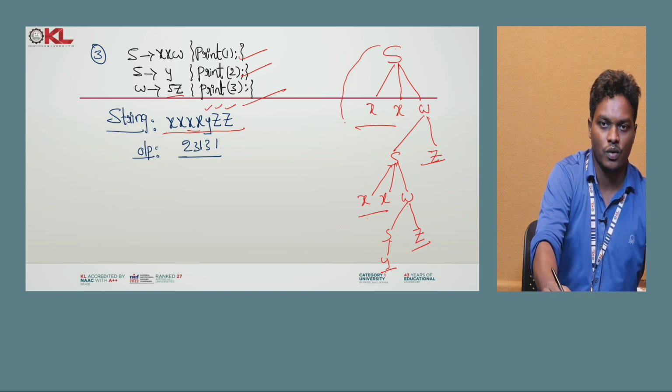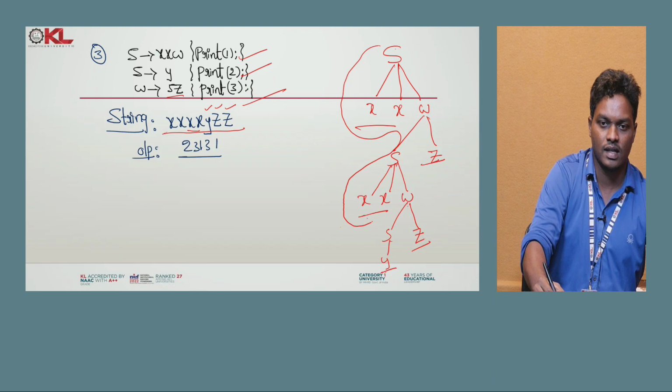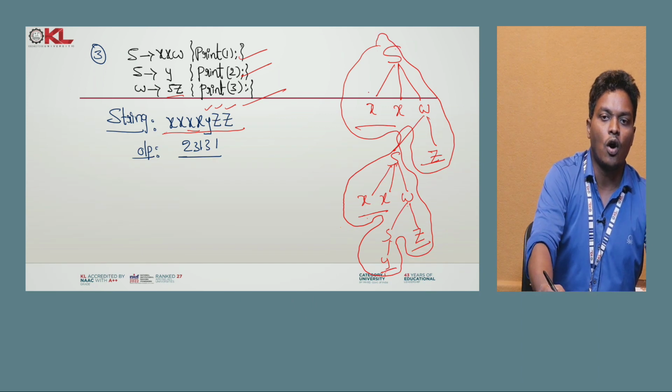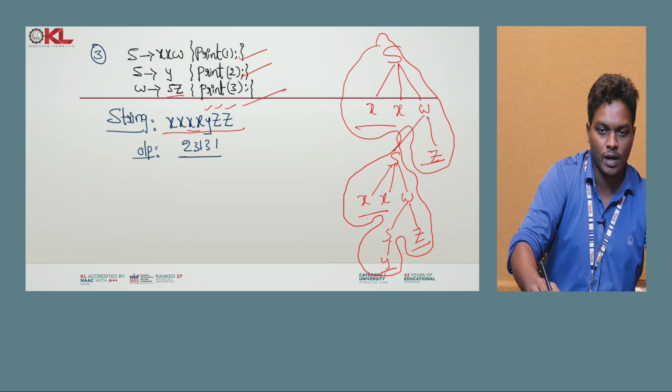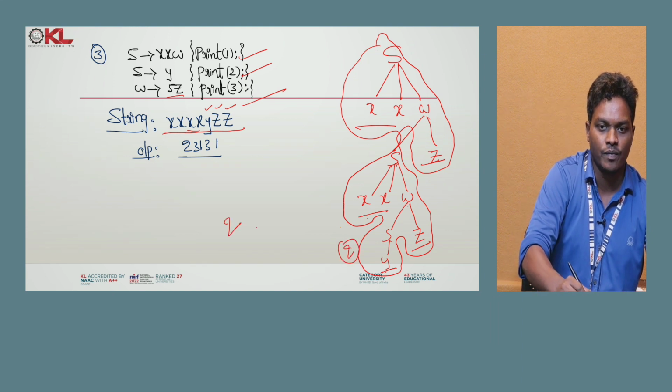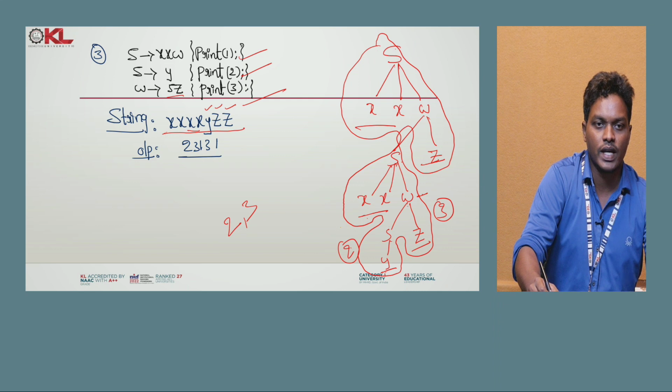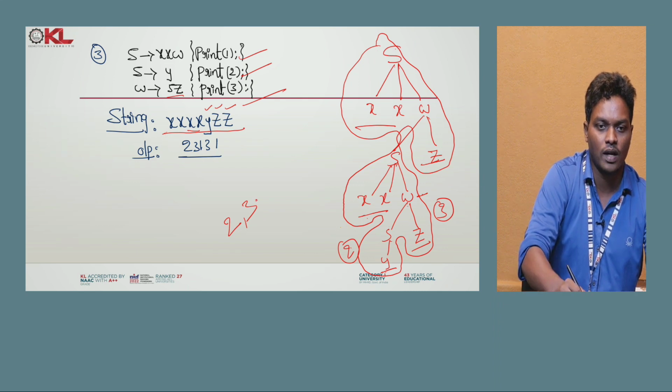See here, if we traverse like this, xx 4x yz and again z we have got. How does the output come here? See here, if we come at the bottom, S tends to Sy. If there is a production like this, we need to print 2. 2 will be printed. Next, if you go on like this, W tends to Sz. W tends to Sz means print 3. So 3 we have to print. Next, S tends to xS double. That means we need to print 1.